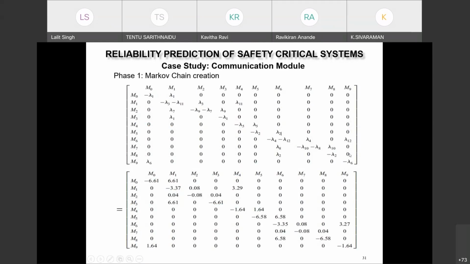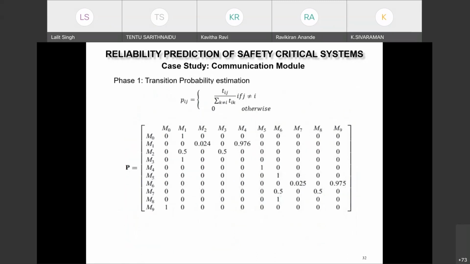Similarly, the rest of the matrix elements can be filled in. And now, this is a transition rate matrix, and we have to convert this transition rate matrix into the transition probability estimation.